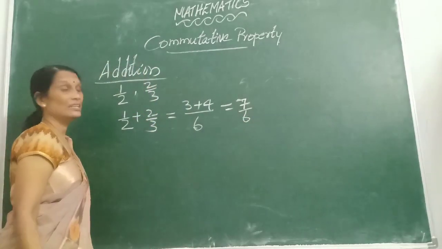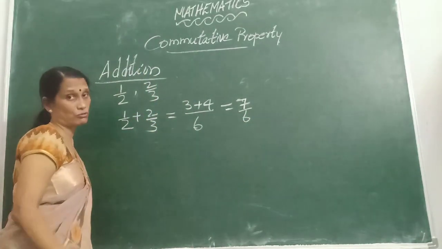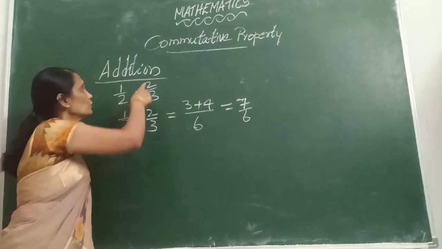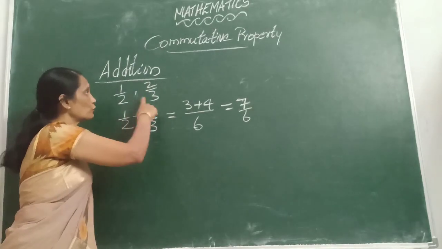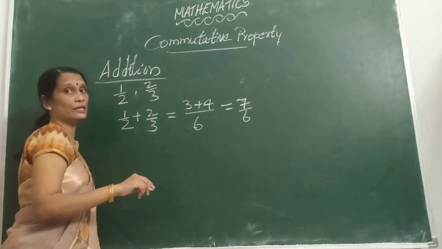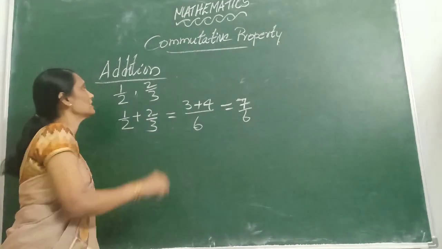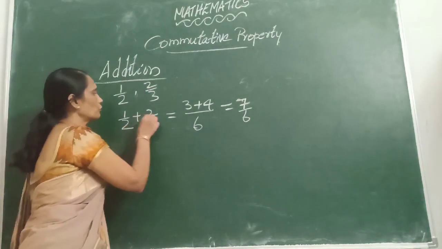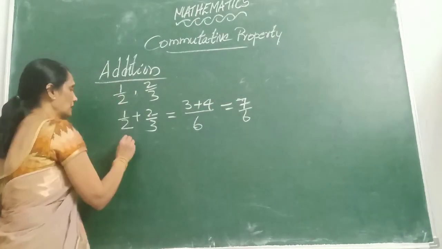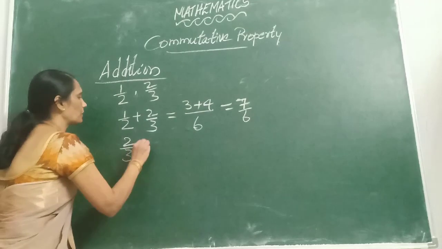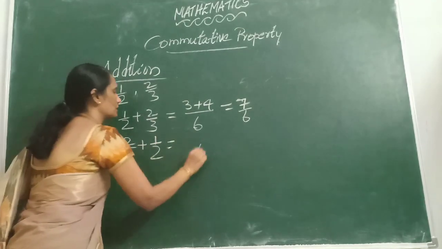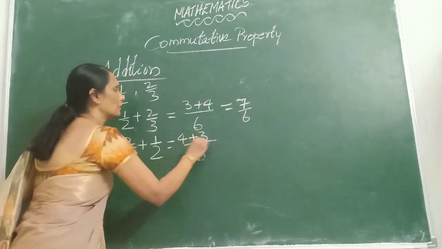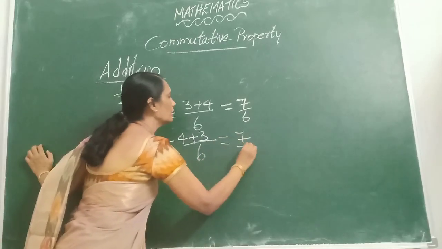If addition is commutative for the set of rational numbers, we must be able to write 1 by 2 plus 2 by 3 as 2 by 3 plus 1 by 2. That means whatever sum we get for 1 by 2 plus 2 by 3, we should get the same sum for 2 by 3 plus 1 by 2. So we got 1 by 2 plus 2 by 3 as 7 by 6. Now let us see what is 2 by 3 plus 1 by 2. Here also the LCM is 6. Cross multiplication, 2 into 2 is 4, 3 into 1 is 3. 4 plus 3 is 7, so 7 by 6.